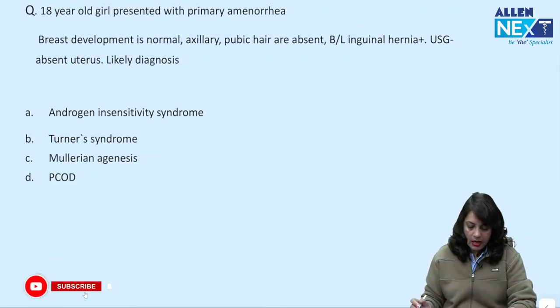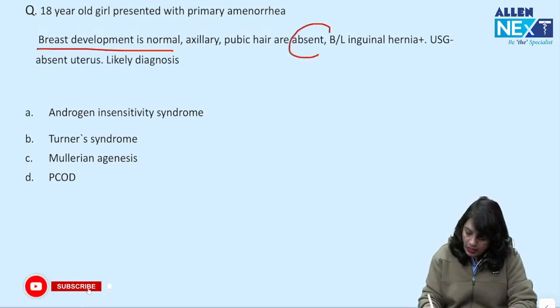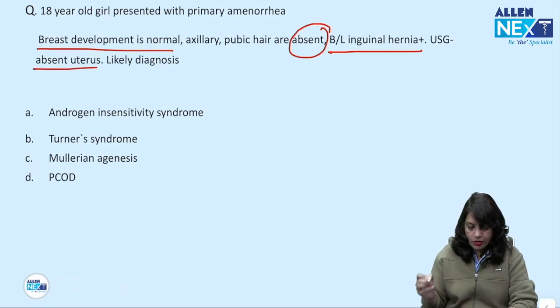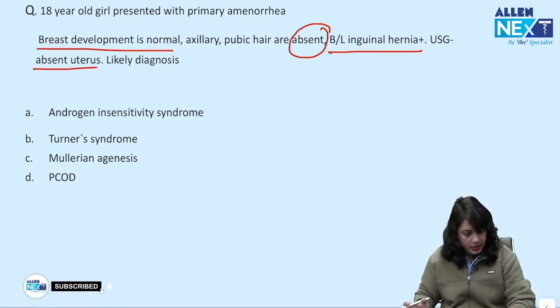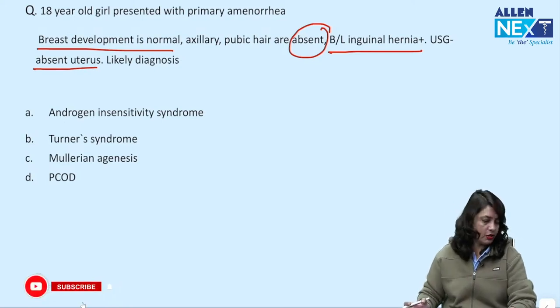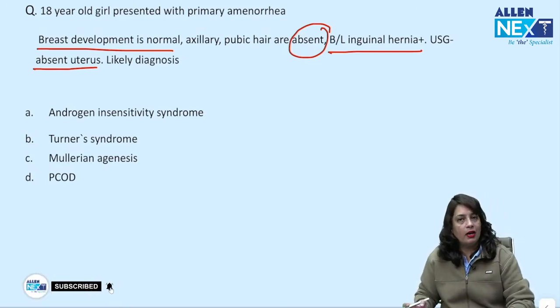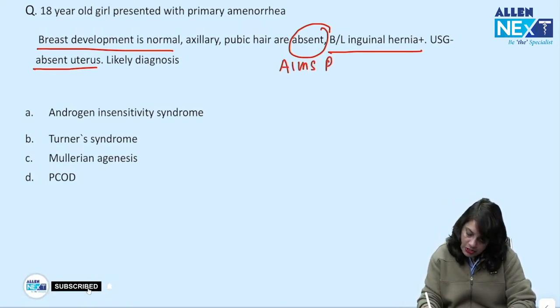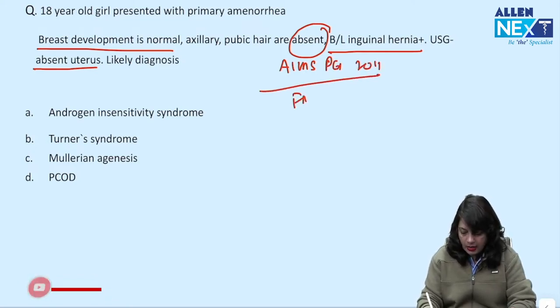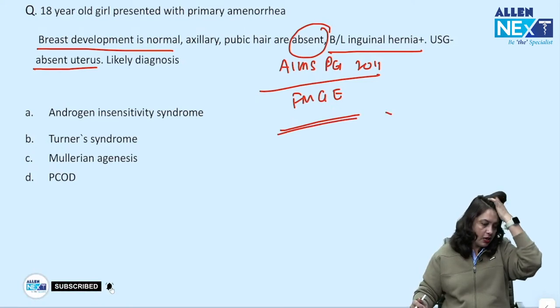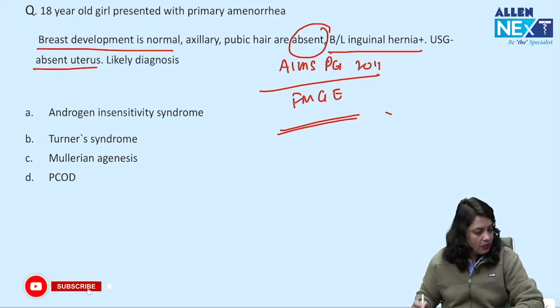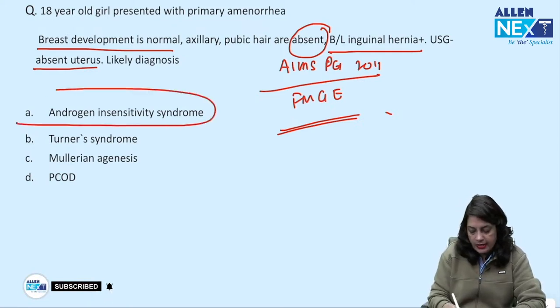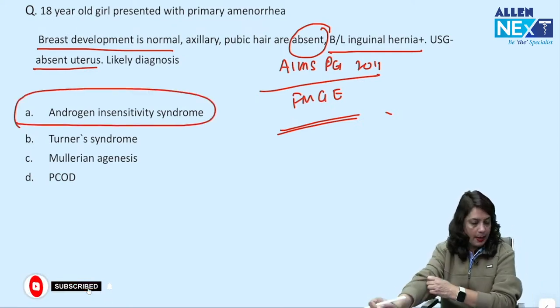Yes. Next, 18-year-old girl presented with primary amenorrhea, breast development is normal, axillary pubic hair are absent, bilateral inguinal hernia, ultrasound shows absent uterus. What is your diagnosis? Androgen insensitivity, Turner syndrome, Mullerian agenesis, or polycystic ovarian disease? Again, this was an AIIMS PG question and it has been asked in FMG exam as well. What's your answer? Yes, this is androgen insensitivity syndrome because axillary pubic hair are absent.